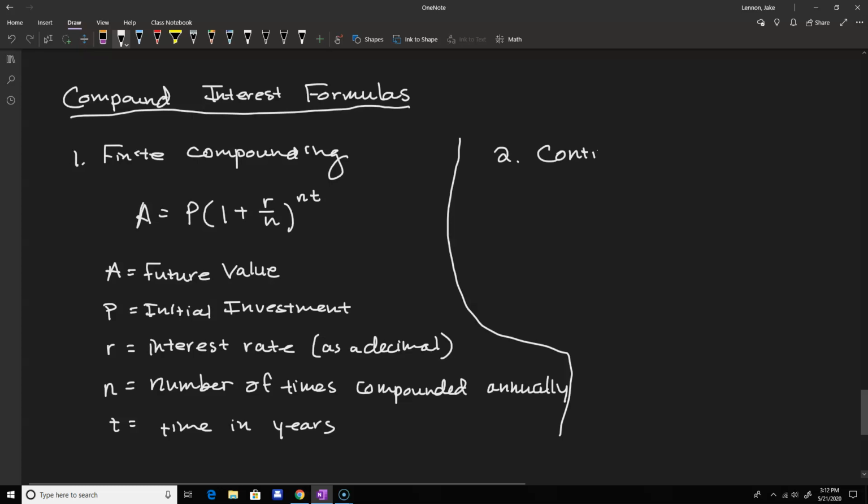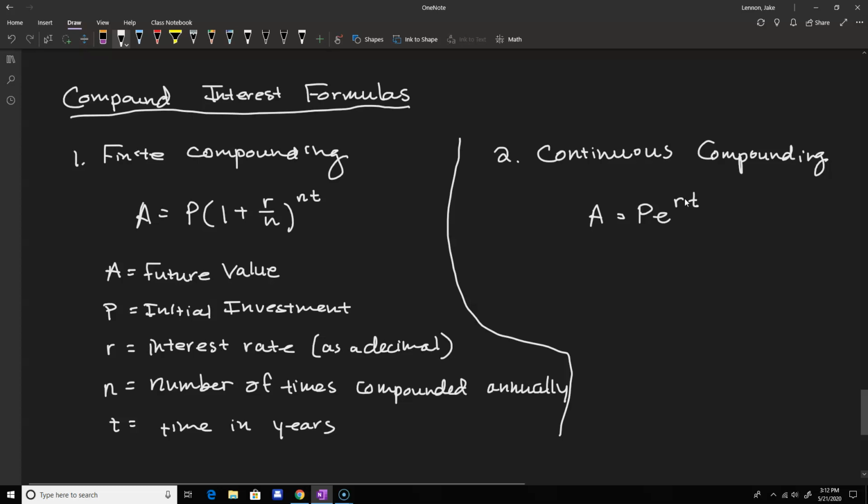So continuous compounding is given by the formula A equals P times e to the RT. So all the letters mean the same thing. And again, e is just the Euler's constant that we looked at, which is about 2.718 if you want to use a few decimal places.